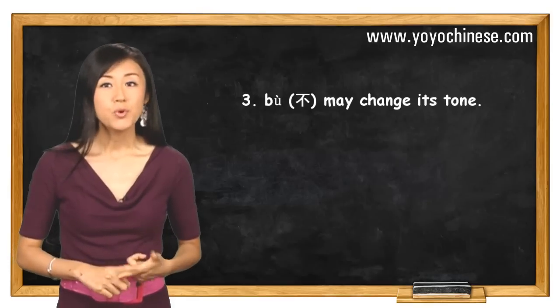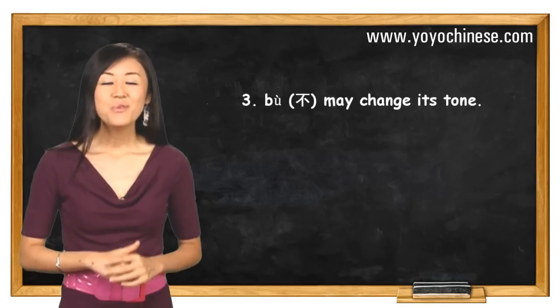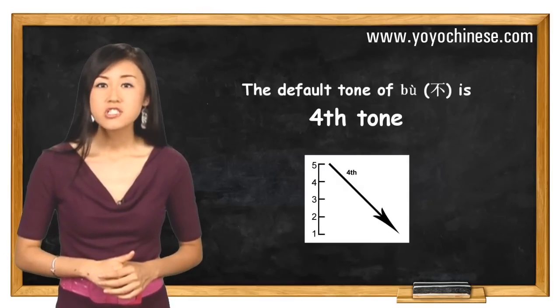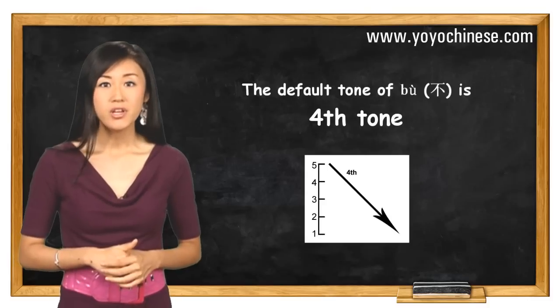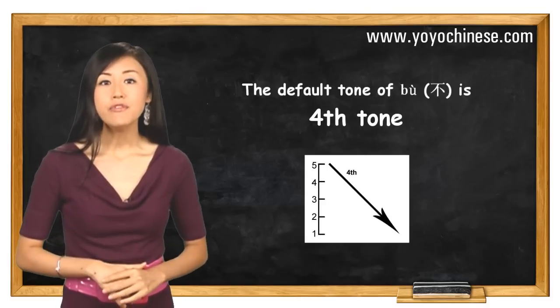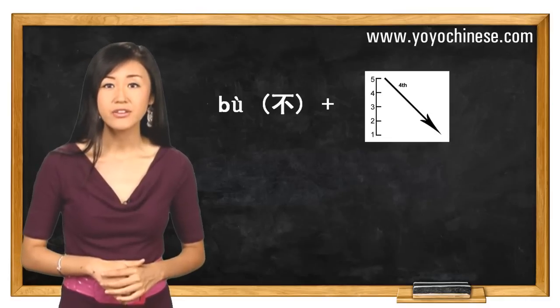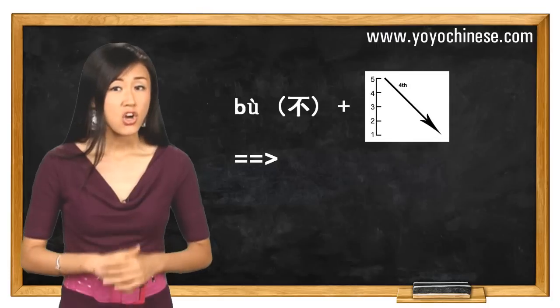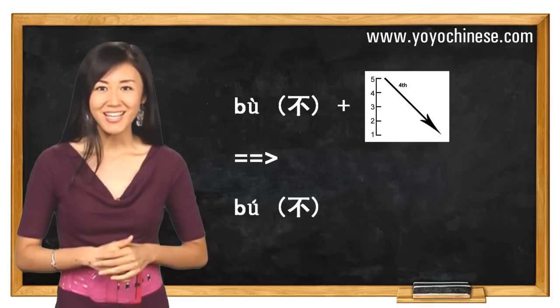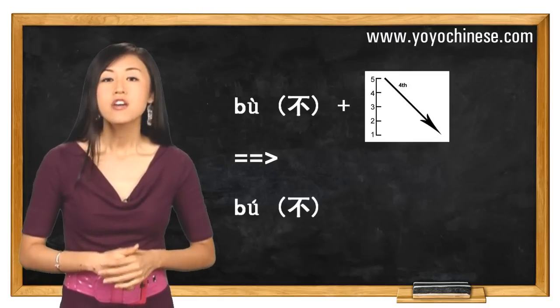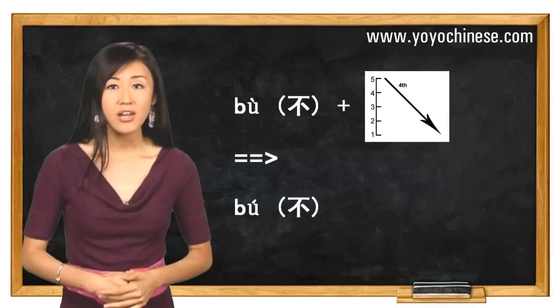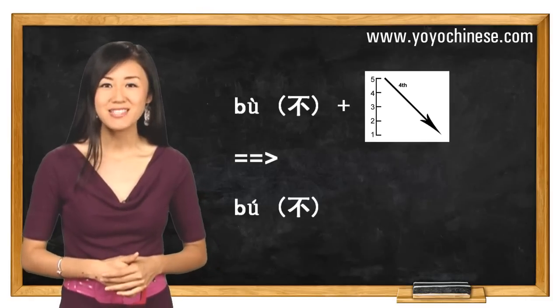Third, 不 may change its tone. Remember this: the default tone of not, 不, is the fourth tone. However, if 不, the fourth tone, is followed by another fourth tone sound, then 不 changes its tone from the fourth to the second. In other words, for 不, you just cannot have two fourth tones side by side.